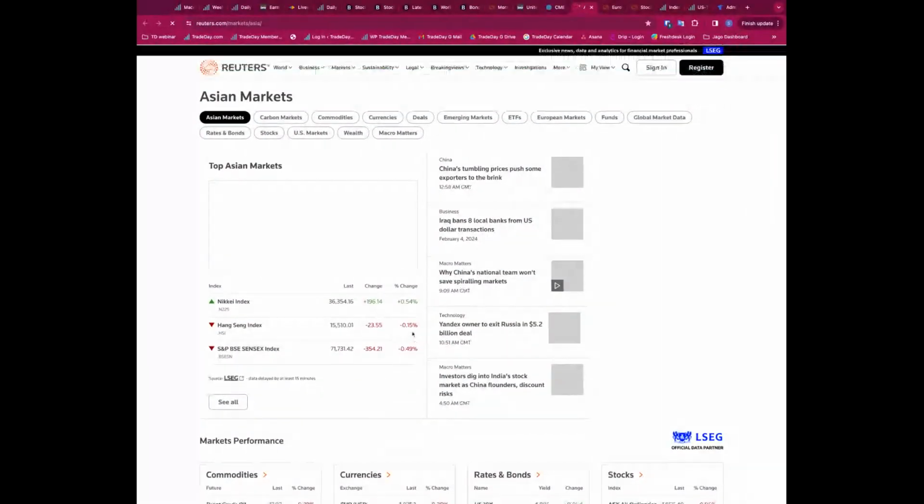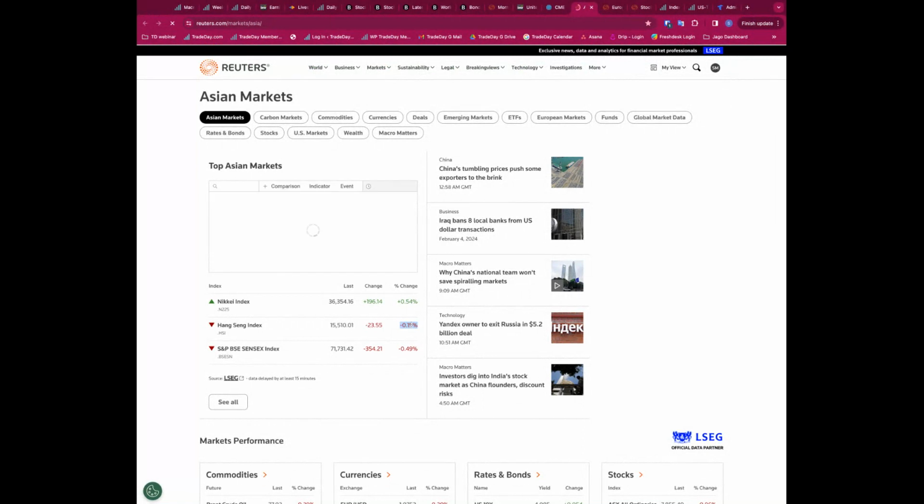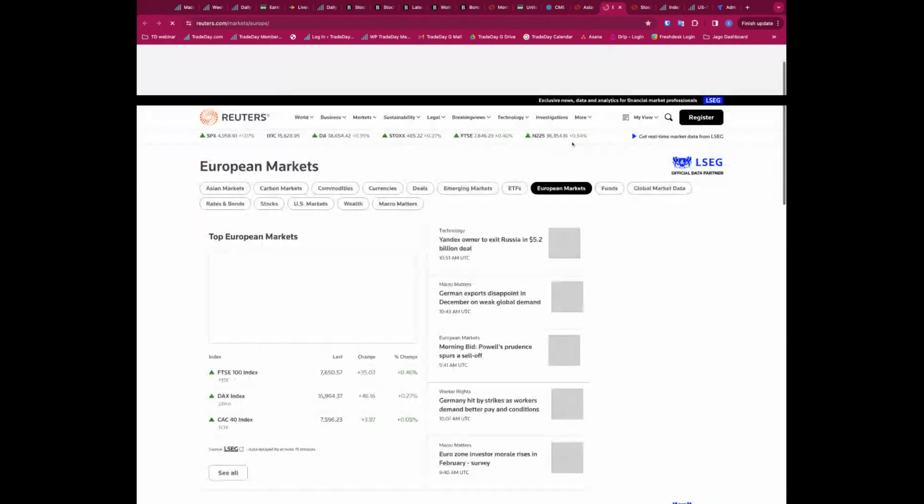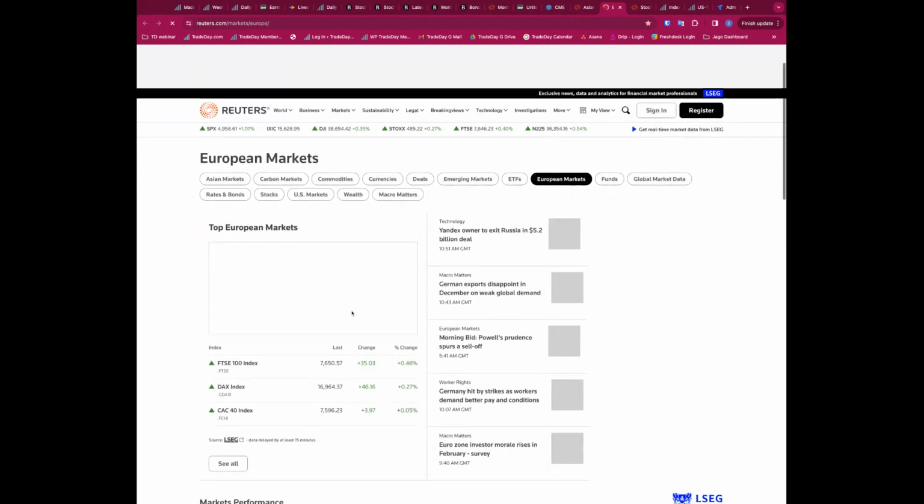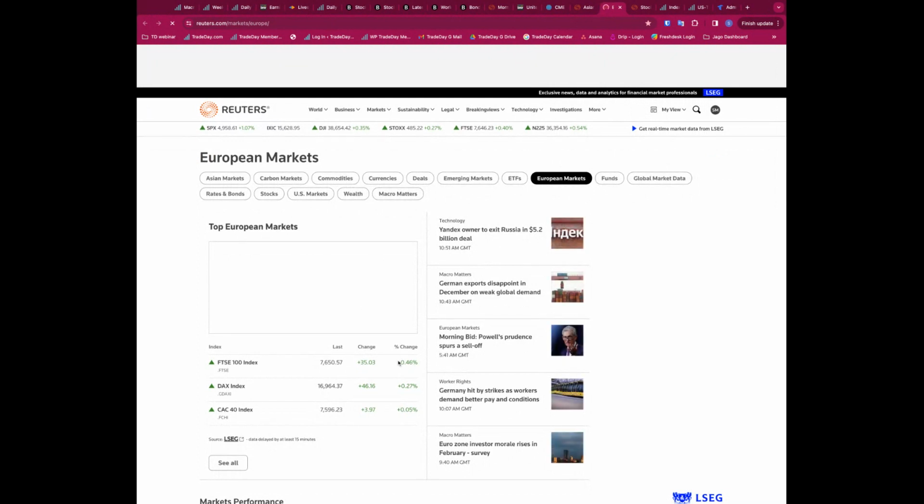If we go and look at how it's impacted Asia, the Hang Seng is very little changed, despite those comments from Trump. The Nikkei is actually up 0.5%, basically following the US, which was higher, remember, from Friday. European stocks are slightly up. The UK FTSE is up nearly 0.5%, the German DAX 0.25%, with the French CAC little changed this morning.